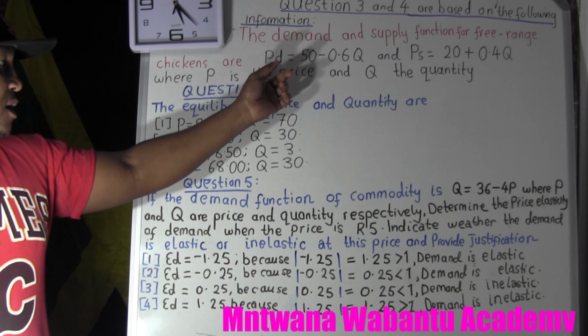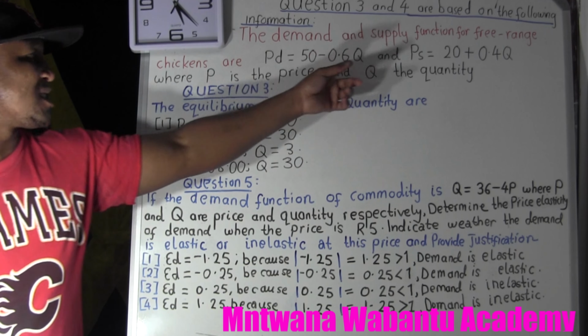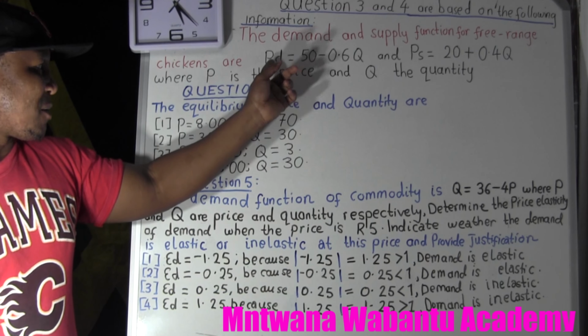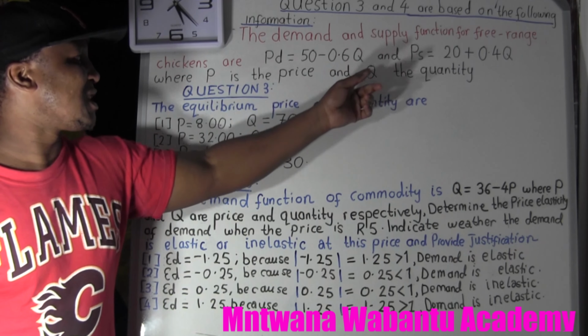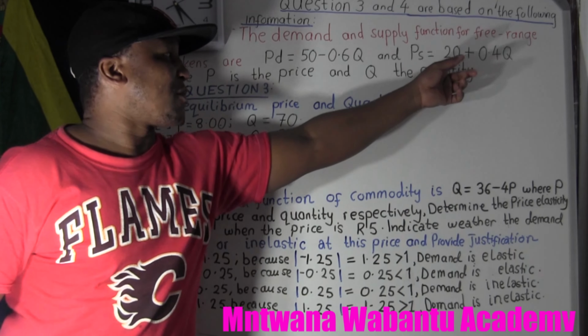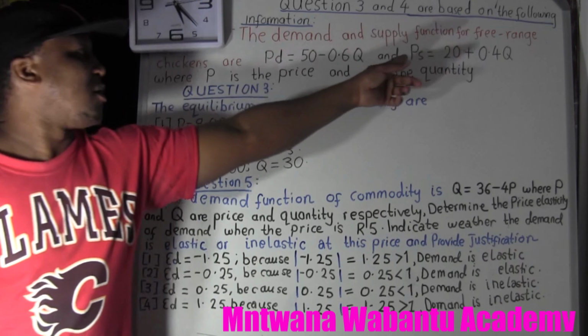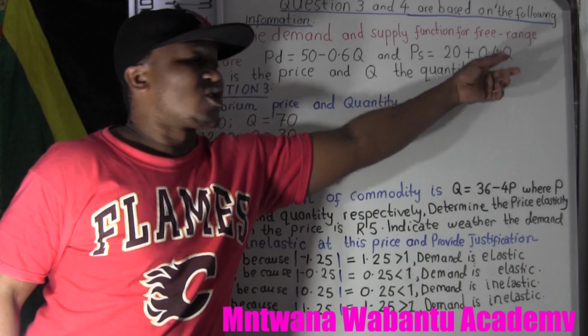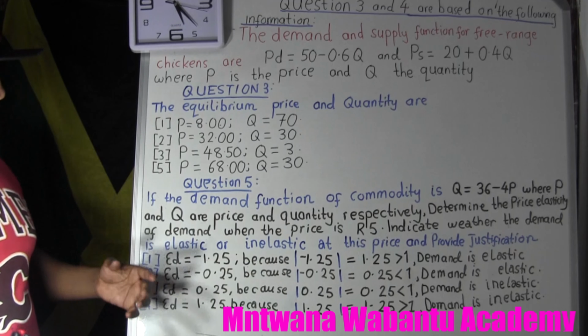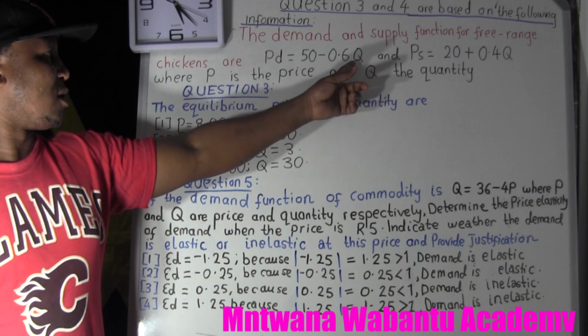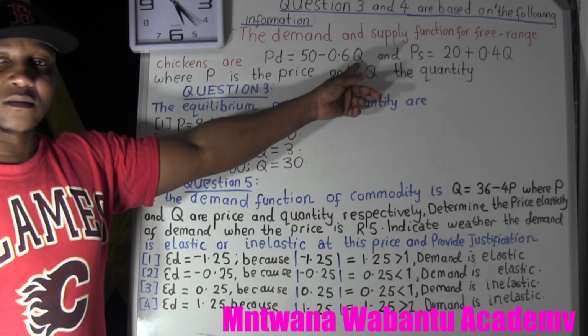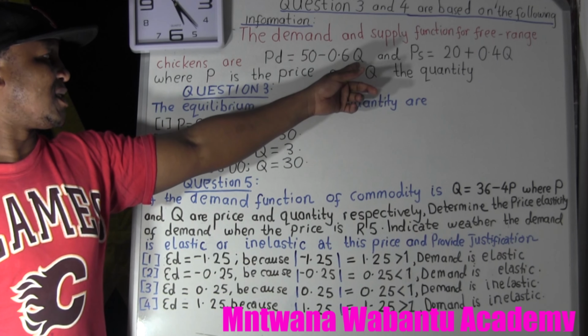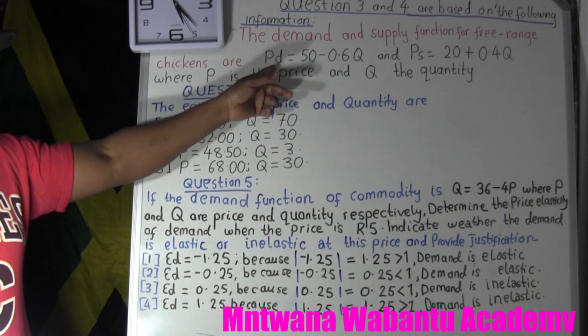So this is the demand function. This is price and this is quantity. Price of demand equals 50 minus 0.6Q, and price of supply equals 20 plus 0.4Q, where Q means quantity. Let's say I have 1 chicken or 5 chickens, and it's going to tell me what is the price of demand.